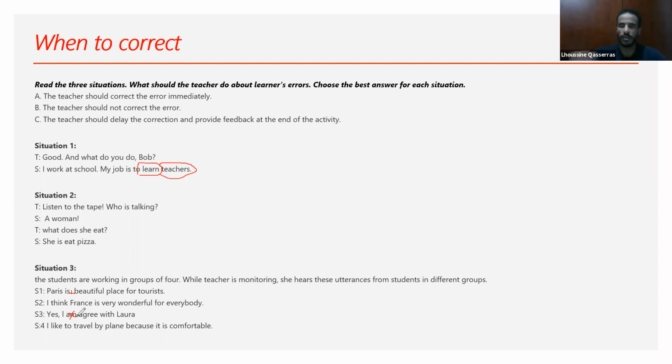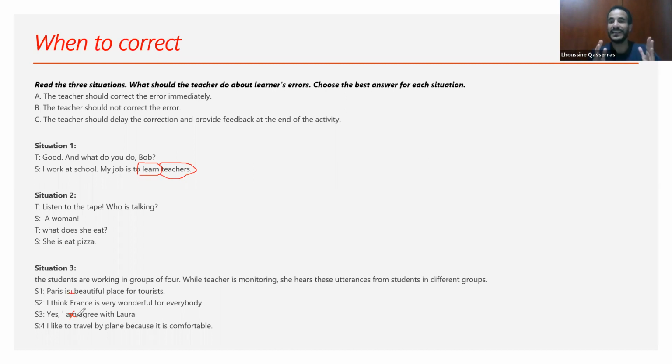When you monitor learners, you take your notes with you and write down the mistakes. So you are listening to your learners. You are moving from one group to another and you write the common mistakes that students made. Oh, so group number 1 said "Paris is..." so there's an indefinite article missing. Okay. Then you move to another group and take notes.